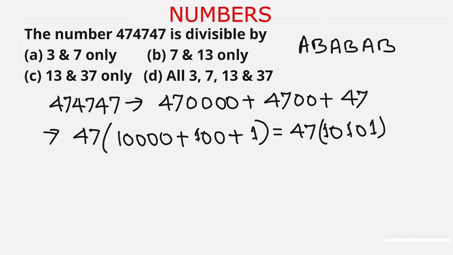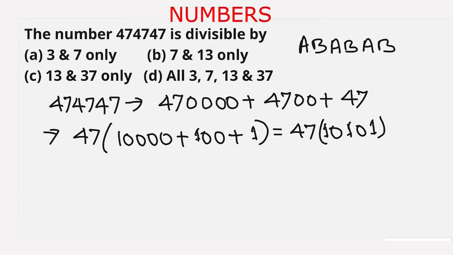Now divisibility by 13. 13 times 7 is 91. And we subtract 91 from 101, we get 10. We carry 0, so it becomes 100. 13 times 7 is 91. 100 minus 91 is 9. We carry 1, so it becomes 91, and 13 times 7 is 91. And 91 minus 91 is 0. So it is divisible by 13.